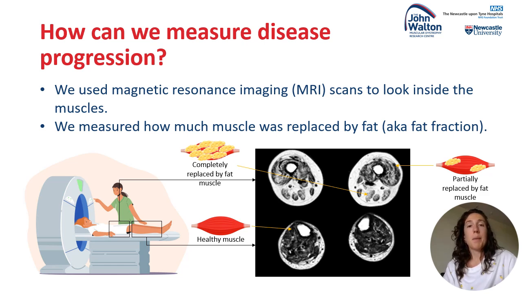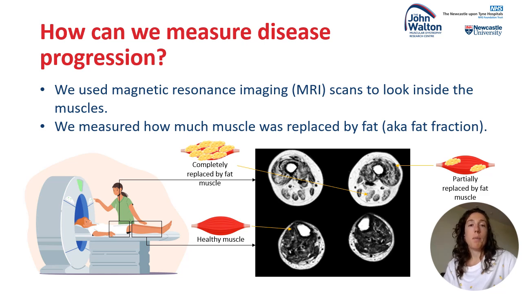For this study, a particular scanning protocol was used that allowed us to measure exactly the area the fat occupied, which is known as fat fraction. Fat fraction is a measure that goes from 0% in muscles that have no fat in them to 100% in muscles that are completely replaced by fat.